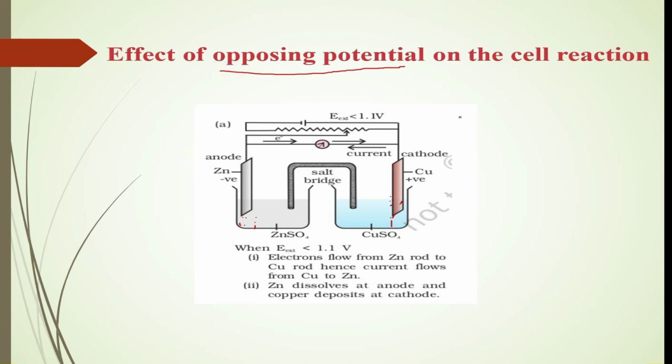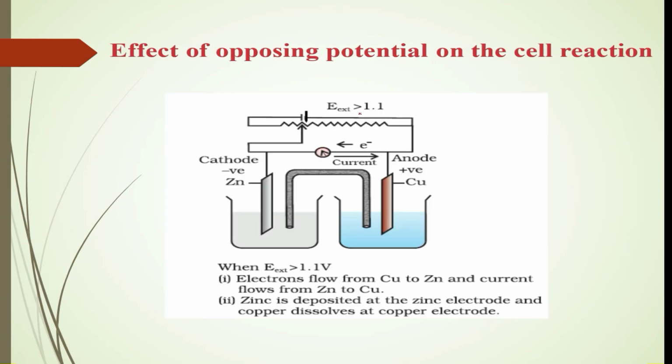Now the electrode potential value is greater than 1.1 volt. In the previous slide, it is less than 1.1 volt; in the current slide, it is greater than 1.1 volt. This mechanism is reversed. Here zinc is deposited and copper dissolves. Copper dissolves in the solution, and zinc is deposited on this plate. This is the effect of opposing potential: the potential opposes, so it affects the electrode potential.